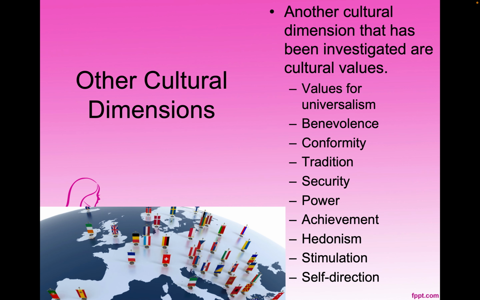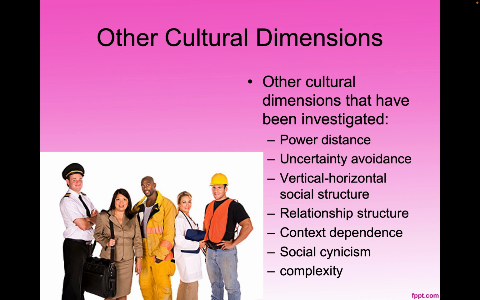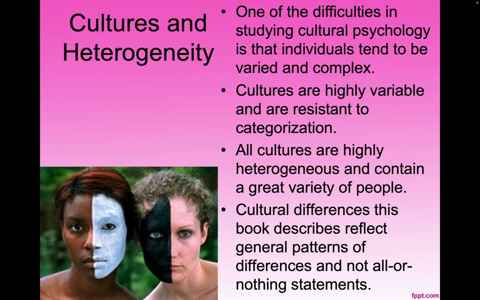Another cultural dimension that has been investigated are cultural values. Values are universalism, benevolence, conformity, tradition, security, power, achievement, hedonism. And hedonism means wanting to have a good time, only wanting to have a good time, and sacrificing everything to have a good time. Stimulation, self-direction. Other cultural dimensions that have been investigated: power distance, uncertainty avoidance, vertical horizontal social structure, relationship structure, context dependence, social cynicism, and complexity.